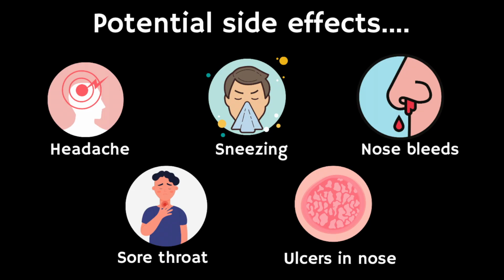Finally, what are some of the potential side effects of steroid nasal sprays? Well, like all medications, this medicine can cause side effects, although not everybody gets them. Some people can develop headache, sneezing, nosebleeds, sore throat, ulcers in the nose. And if these are minor, then you can carry on using the spray. But if they become bothersome or you're concerned about them, it's always best to speak to your doctor or pharmacist first.